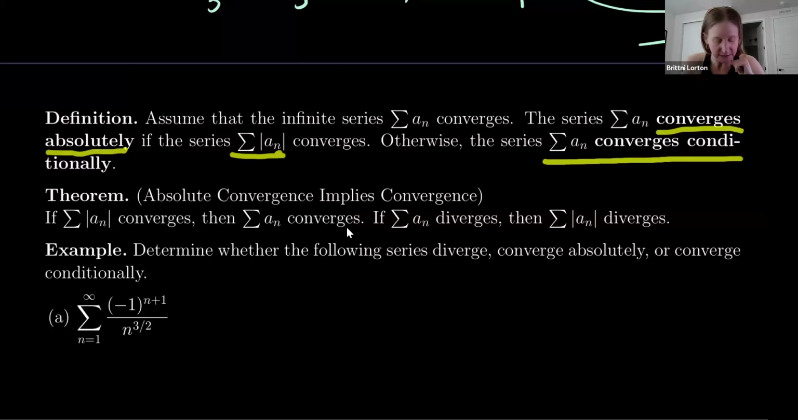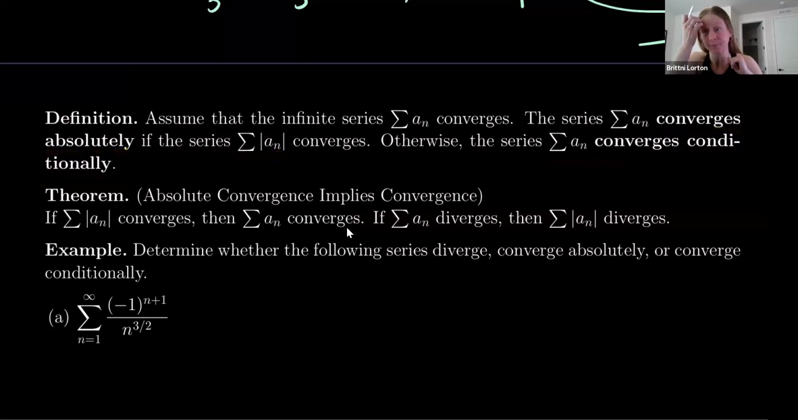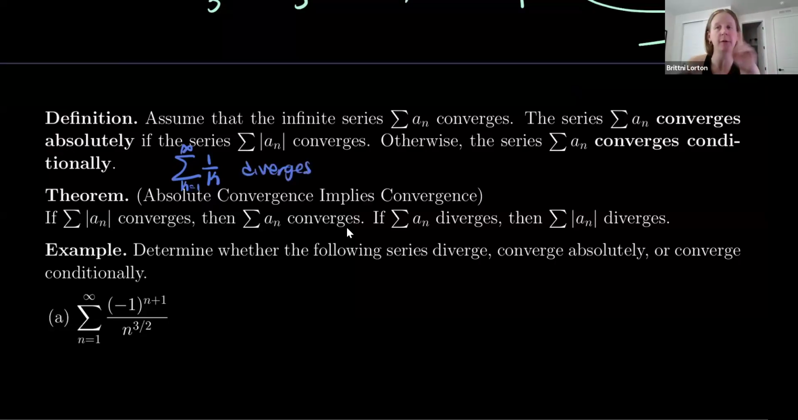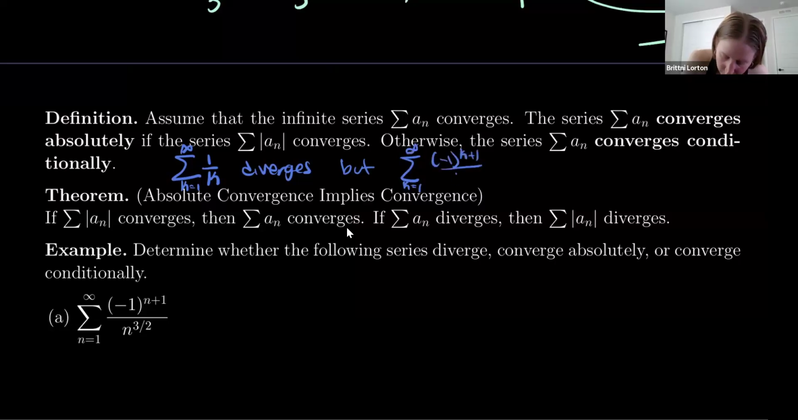Otherwise, the series is said to converge conditionally. The best way to think about that is with the alternating harmonic series. So the regular harmonic series, the sum from k equals 1 to infinity, diverges. We already knew that from the integral test a long time ago. But we also learned in this video that the sum from k equals 1 to infinity of negative 1 to the k plus 1 over k converges.